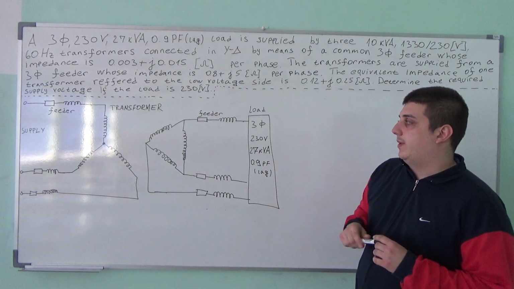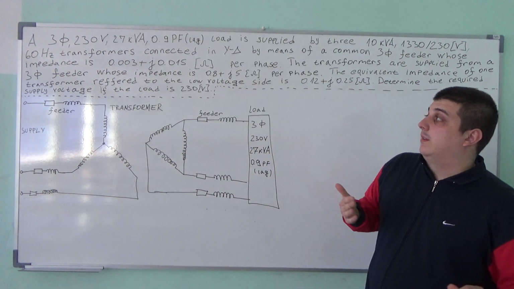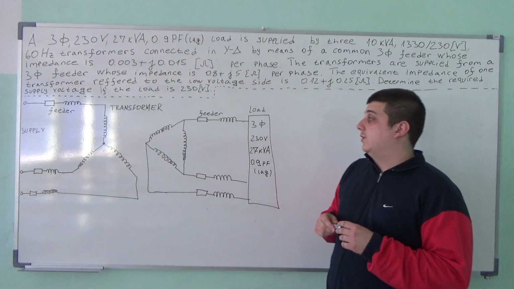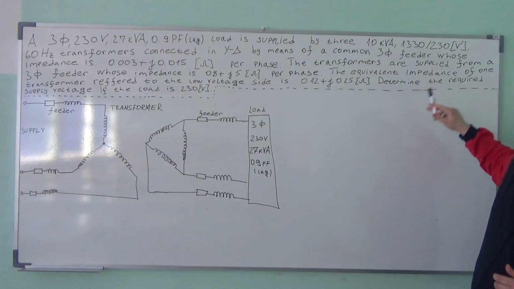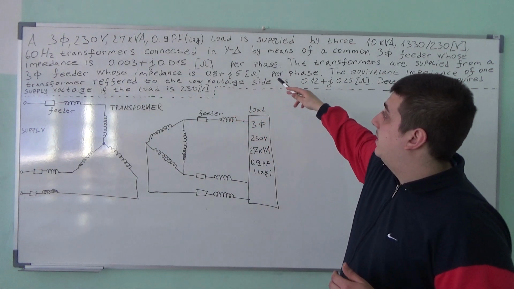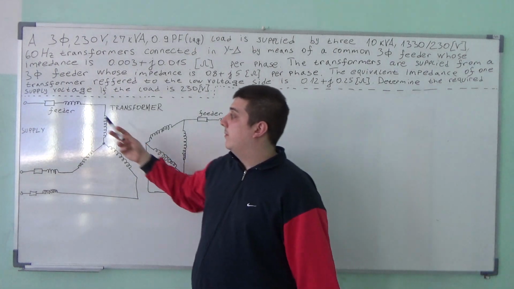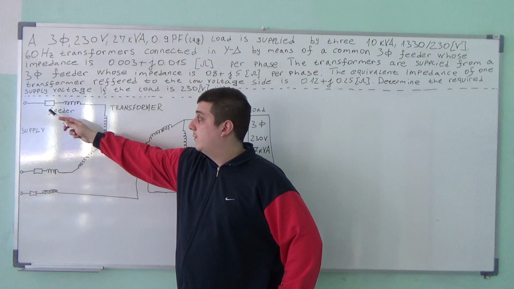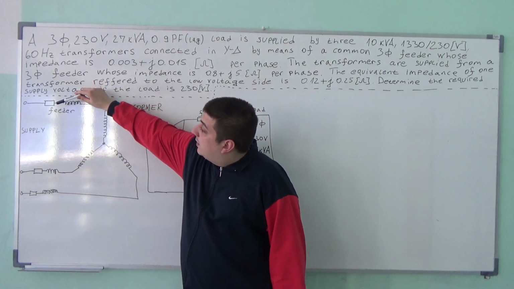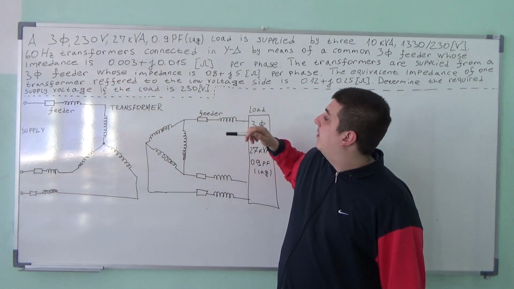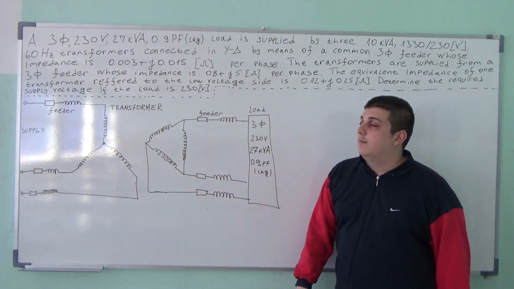and the loads are balanced, so it's going to be easy to transform this from delta to Y, which I did in the 18th video. You need to watch that video first, so you can know how to do this particular example. The transformers are supplied from a 3-phase feeder whose impedance is this per phase. So the power lines from the supply to the transformers also have an impedance whose value is this. So it has a resistive part and an inductive part.